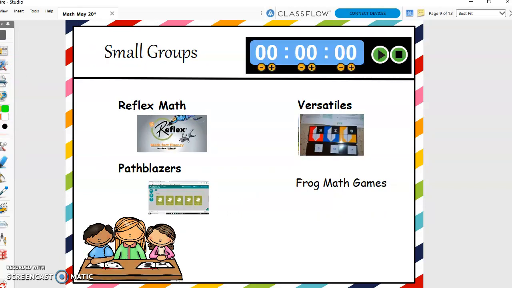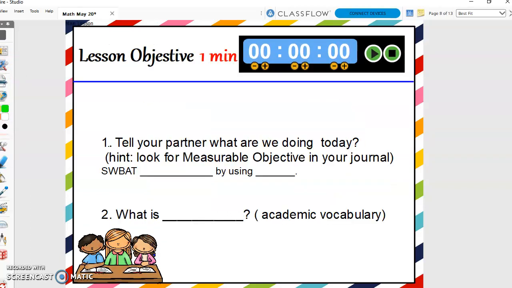Okay, so remember, what are we going to do today? We're going to construct polygons by using the given attributes. We're going to construct or make polygons by using the list of given attributes, which is what's in your Orgo. Now remember, what does the word attributes mean? You've used it in science, and now we're using it in math.